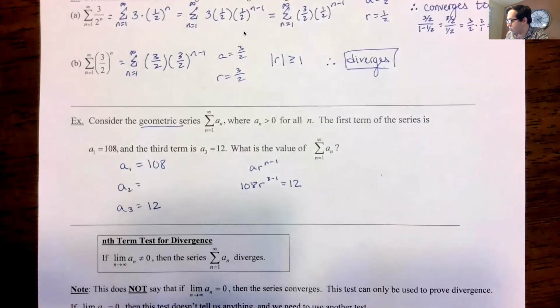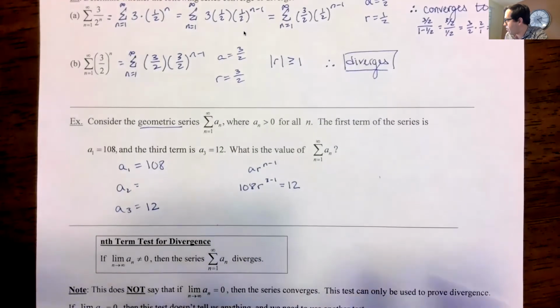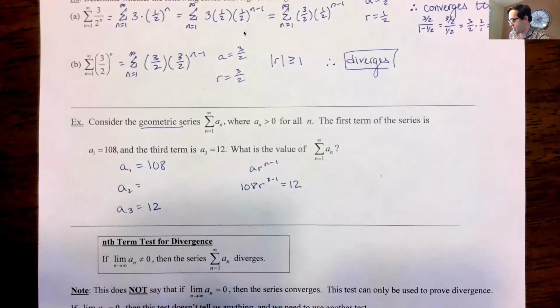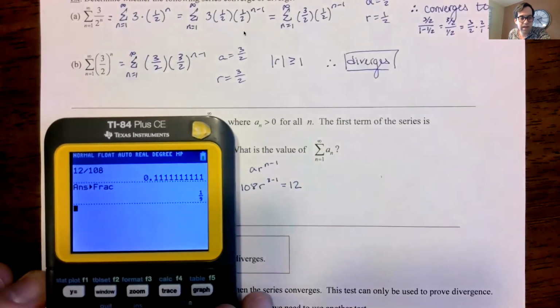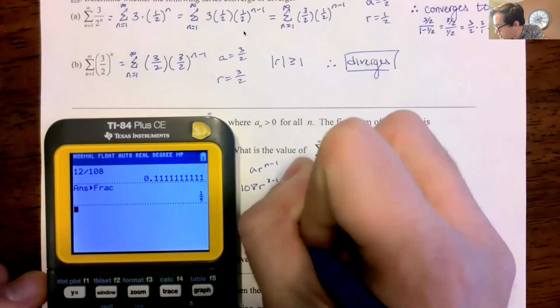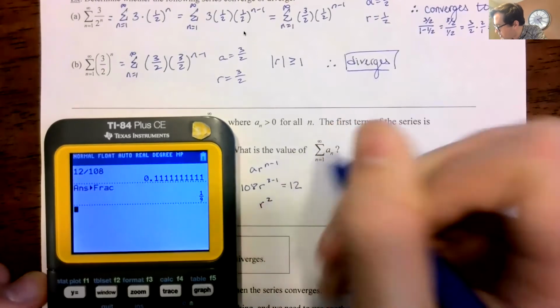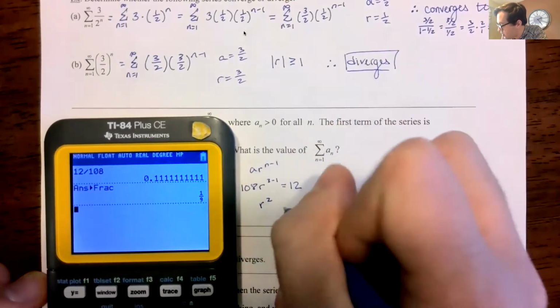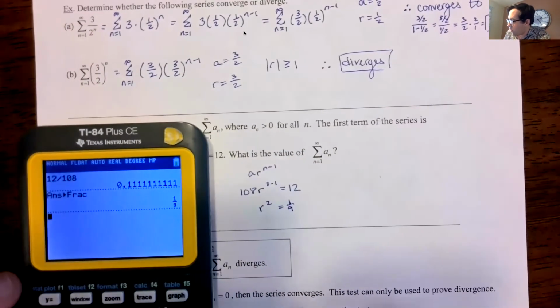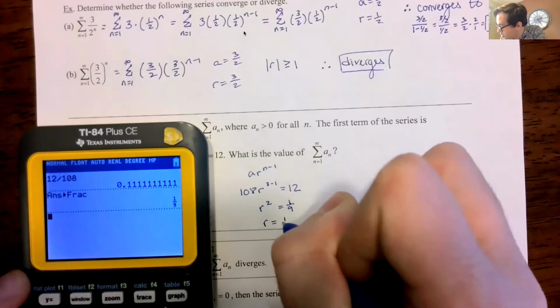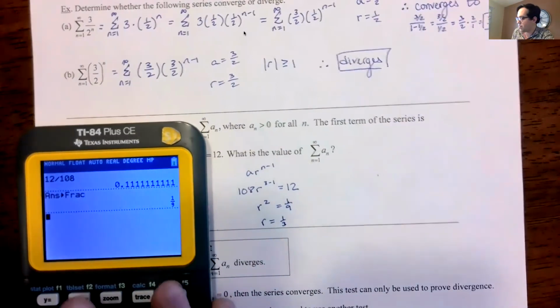So we got to do what? 12 divided by 108. Let me pull out my calculator here. Okay, so I just did 12 divided by 108. It ends up being 1/9. So I get r squared, right? 3 minus 1 is 2, equals 1/9. And so r is going to be 1/3, right? The square root of that.